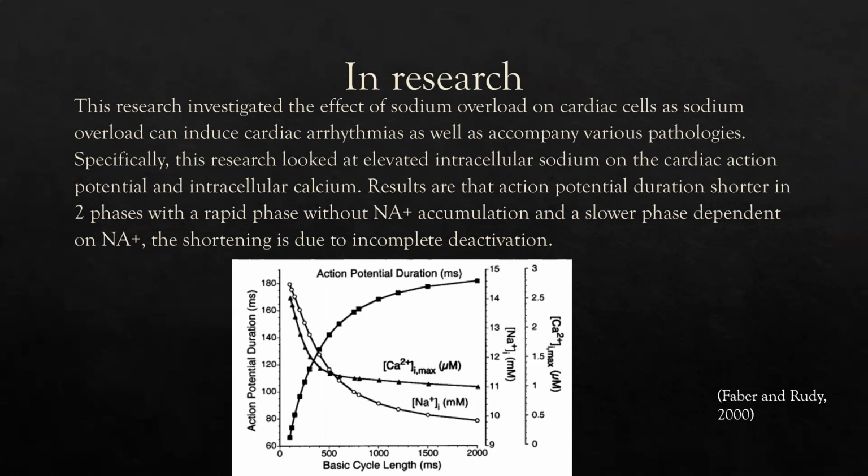So what research found was that during rapid pacing, and this image here is from Faber and Rudy, it shows action potential duration, the basic cycle length, and then we have our variations here. The results of this research are that during rapid pacing, the action potential duration actually shortens in two phases. There is a rapid phase without the sodium accumulation, and then a slower phase that depends on sodium.